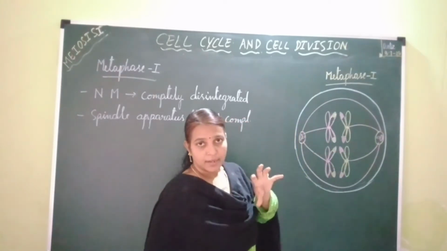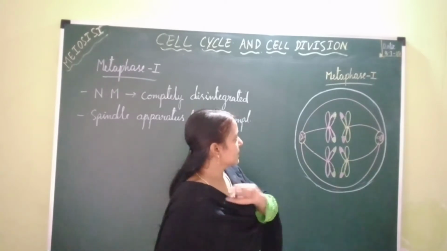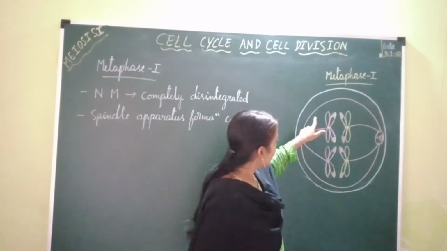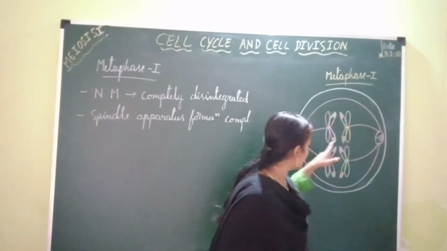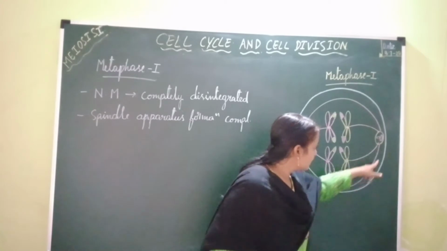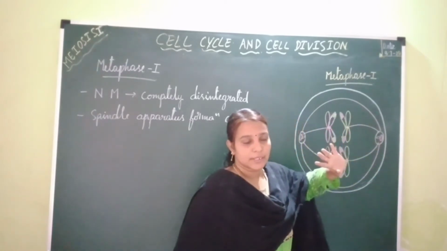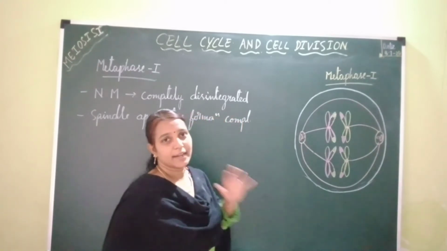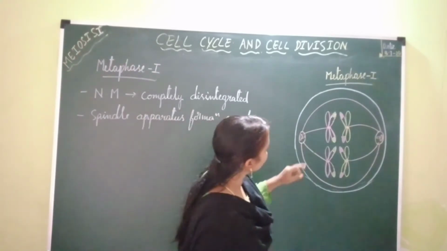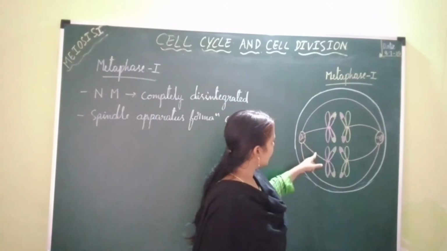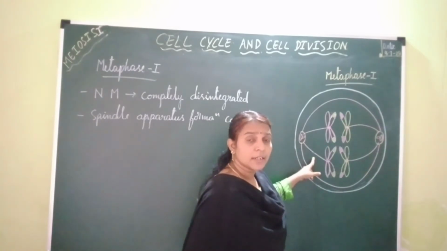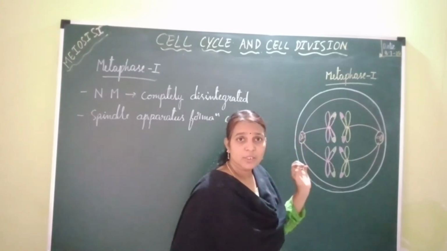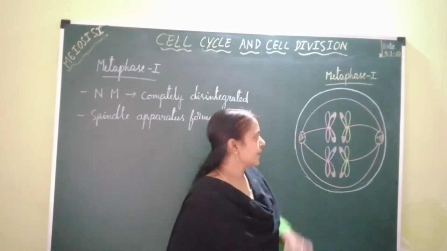Actually, in the spindle apparatus there are two types of spindle fibers: continuous spindle fibers and discontinuous spindle fibers. Continuous spindle fibers run from one pole to another pole continuously, and they are not attached with chromosomes. The second type, discontinuous spindle fibers, are attached with chromosomes. Hence they are also called chromosomal fibers or tractile fibers.